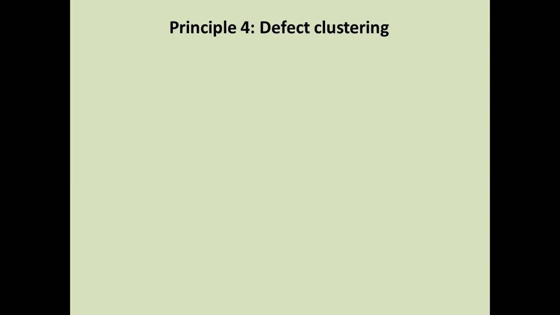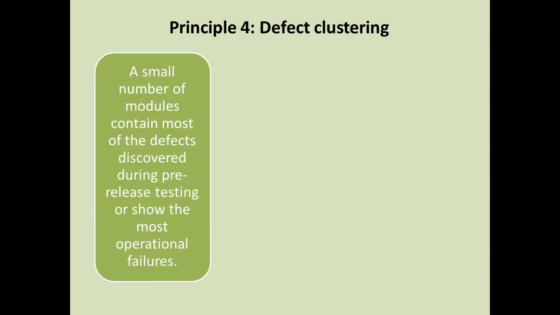Principle 4 says defect clustering. So what does defect clustering mean? It means that a small number of modules contain most of the defects discovered during pre-release testing or show most operational failures. So defect clustering means that in any software there are small chunks or small modules in that software which have the most number of defects.